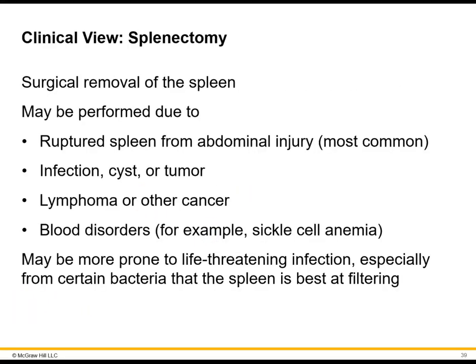Okay, splenectomy. What is it? This is going to be the surgical removal of the spleen. It can be performed for a variety of reasons. Most commonly, it's done because the spleen has ruptured from some sort of injury. However, infection, cysts, or tumors are reasons to remove the spleen. So is lymphoma or any other kind of cancer. And some blood disorders, for example, a splenectomy may be required in sickle cell anemia. Those who have had a splenectomy may be more prone to life-threatening infection, remember, because the spleen does filter and monitor the blood for microorganisms.